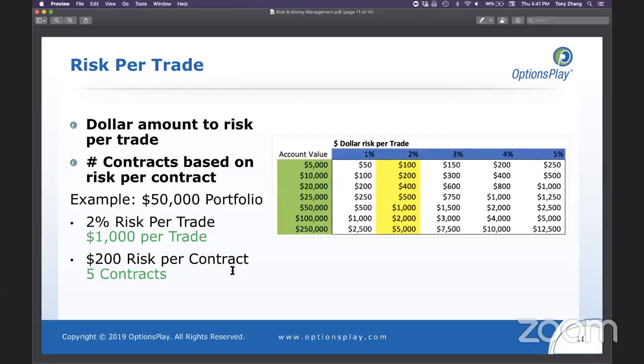And that's how you go about calculating the number of contracts that you apply to each individual account. It's a very simple math equation, not difficult at all. I would say the most difficult part for most people is sticking to this and not the actual calculation part.